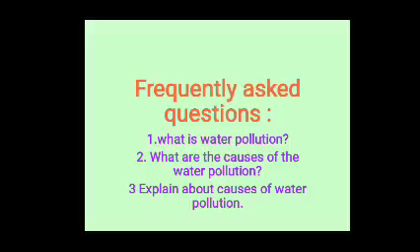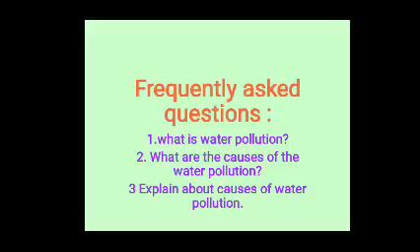What are the causes of water pollution? Causes of water pollution: faulty drainage system, industrial waste, agriculture, biological pollution, unhygienic practices, oil, population, radioactivity. When these increase, water becomes polluted. Explain the causes of water pollution.